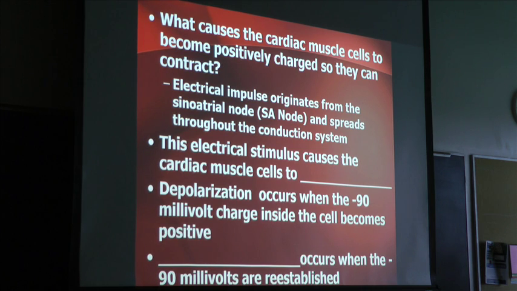D-E-P-O-L-A-R-I-Z-E. And then the next bullet, depolarization occurs when the minus 90 millivolt charge inside the cell becomes positive. So the cell becomes positive and then it can contract. And then you have another blank to fill in. Blank occurs when the minus 90 millivolts are reestablished. Yes, very good. Repolarization.